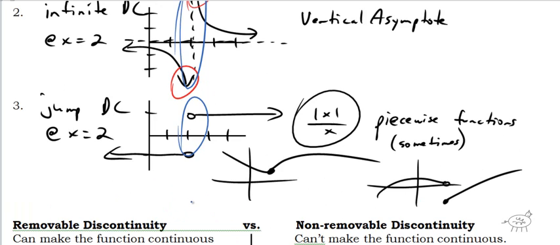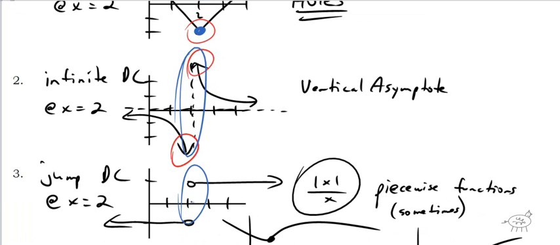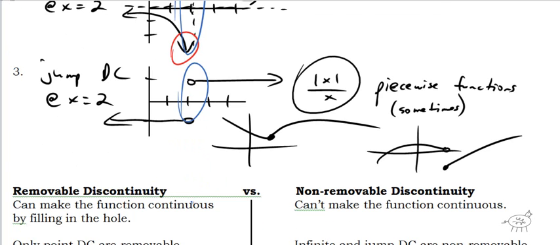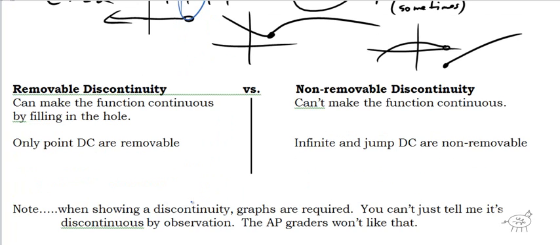So on a quiz and test, basically I'll say, hey, what type of discontinuity is it? Is it a point, infinite, or jump? I won't even tell you the names. You just have to tell me. And then I'll say, okay, now once you told me that, tell me, is it removable or non-removable? And then you got to make the determination. If it's a point, you can remove it. If it's an infinite or jump, it's non-removable.